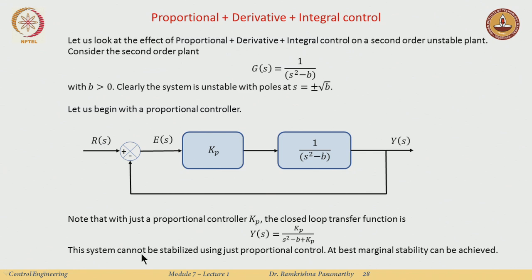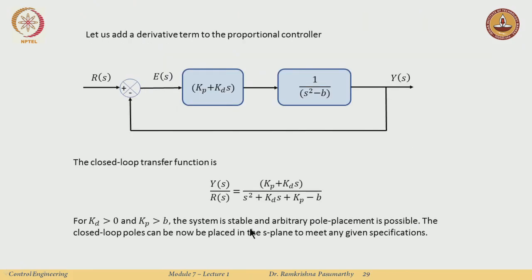Okay, now is the system stable? Well, at best it could be marginally stable, right, because there is no damping term here. But at least, starting from this unstable system, I could get it to a marginally stable configuration by appropriate choice of the value of Kp. Okay.